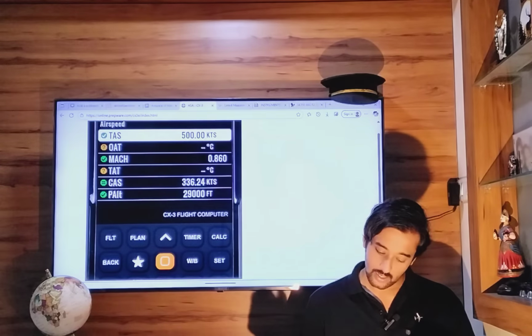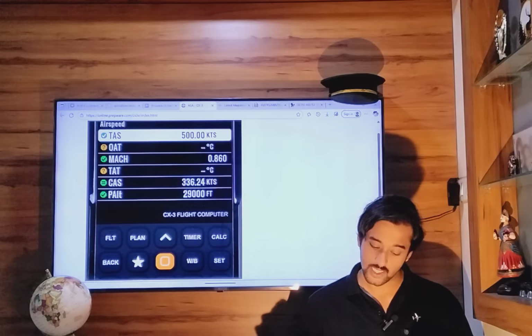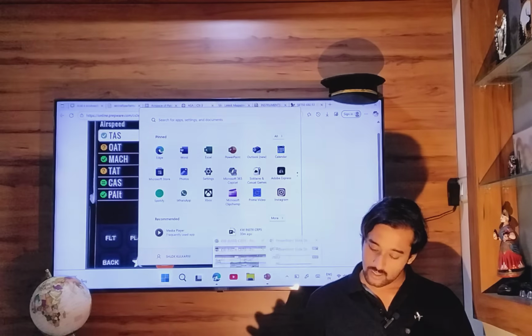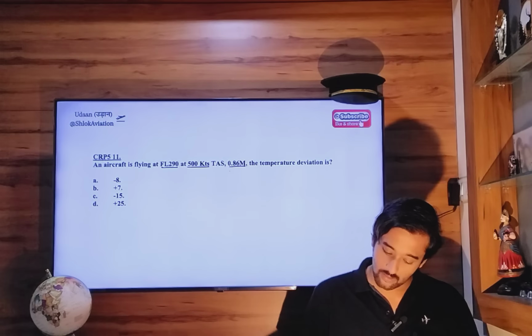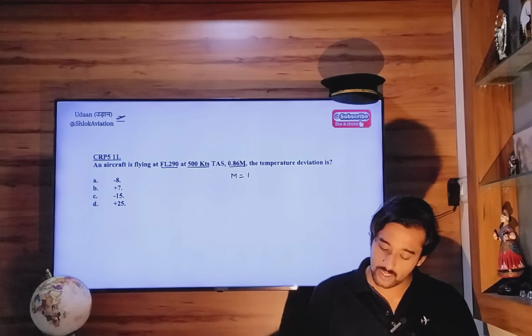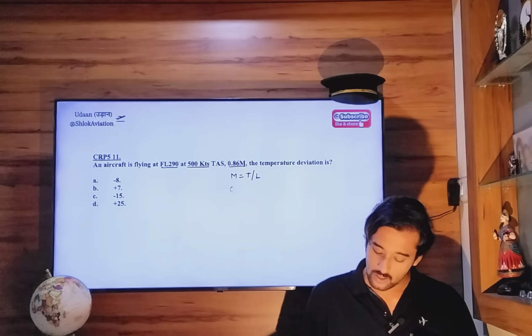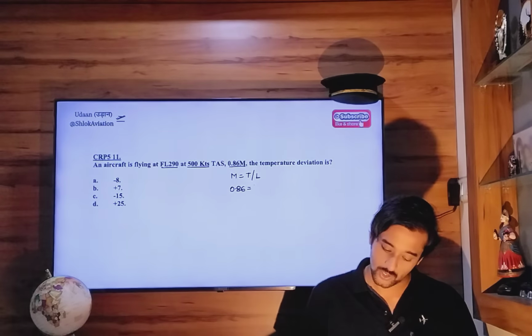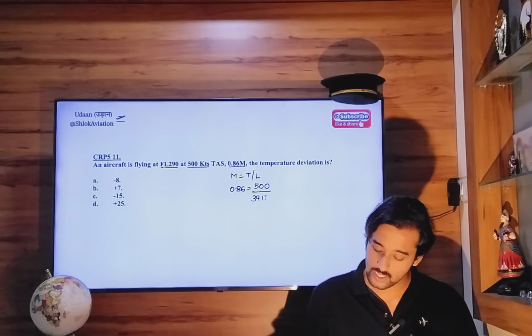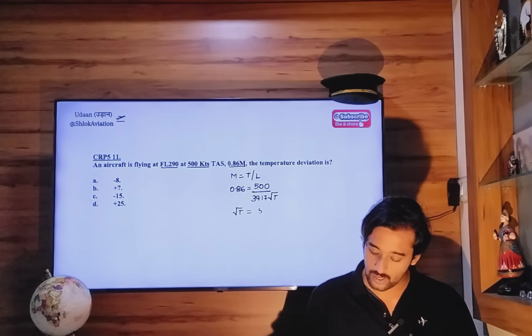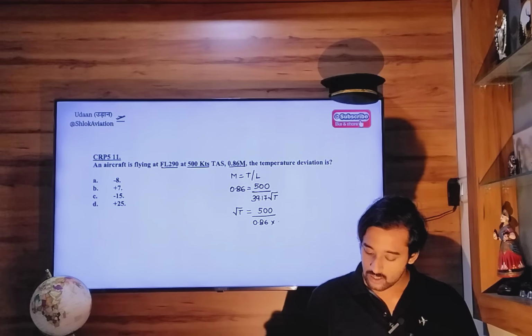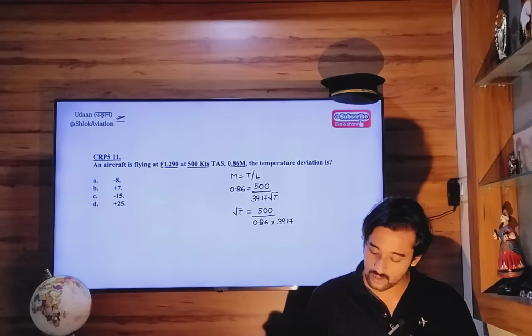TAS, Mach. It gives you calibrated airspeed, but it doesn't give you the temperature value. Okay, no problem. So Mach number equals true airspeed divided by local speed of sound. 0.86 equals 500 divided by local speed of sound, 39.17 square root of temperature. The square root of temperature equals 500 divided by 0.86 into 39.17.